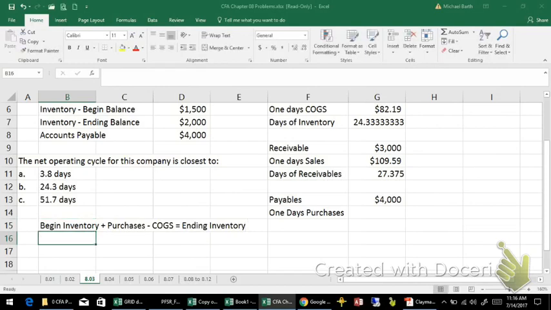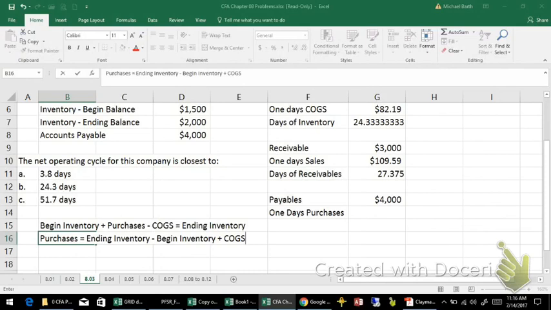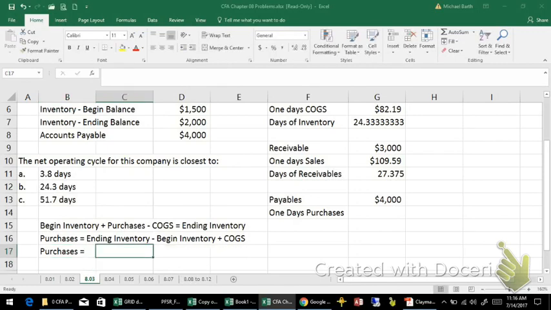All right, so I could rearrange terms here. If I really want to know what purchases is, if I rearrange terms, purchases is equal to ending inventory minus beginning inventory plus cost of goods sold. Just using my algebra to rearrange terms. So my purchases for the year would be equal to ending inventory minus the beginning inventory, and that gets me the change in inventory, plus the cost of goods sold for the year.